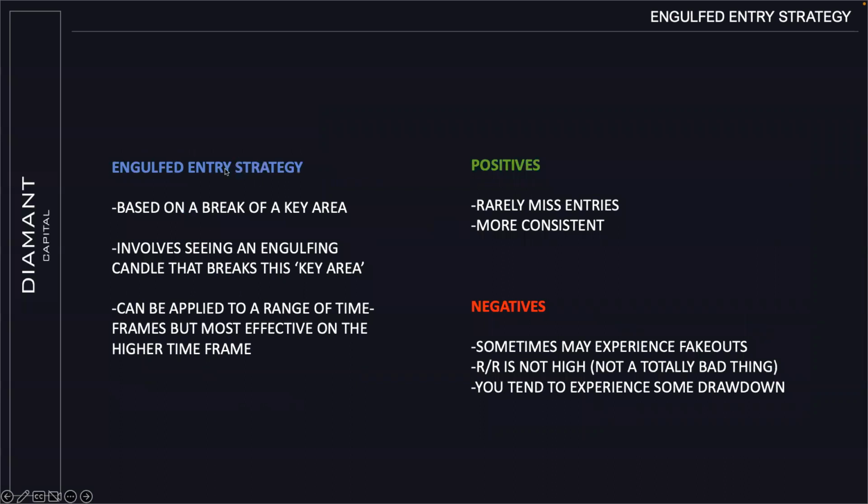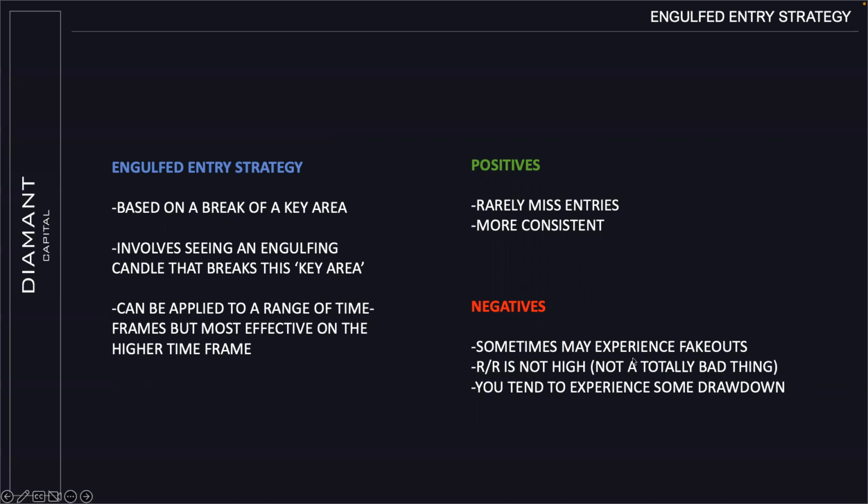So what is it? What does it comprise of? It's pretty much all about breaking a key level of structure. It involves seeing an engulfing candle that breaks out of this key area. It can be applied to a range of time frames, but is most effective on the higher time frames, and we're going to talk about exactly which ones as well. In terms of positives, you rarely miss any entries, and it's more consistent. You know exactly what you're looking for, and that's pretty much your entry technique.